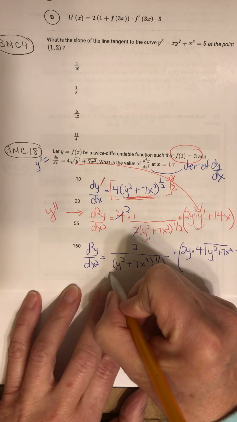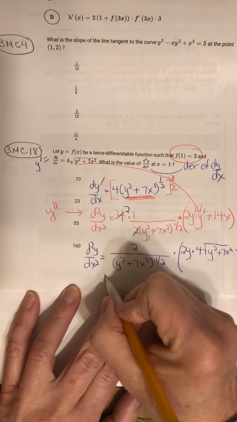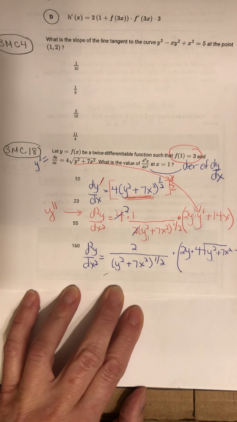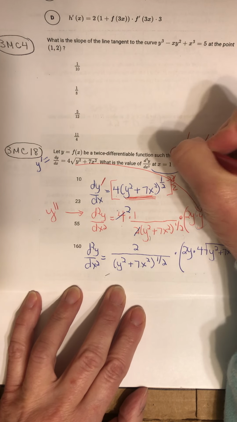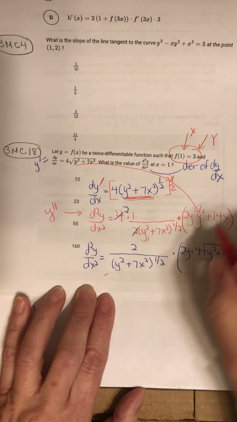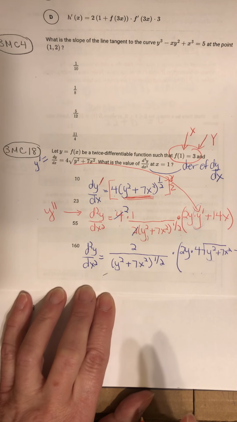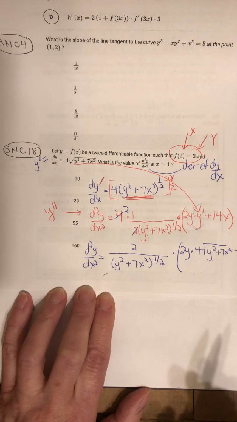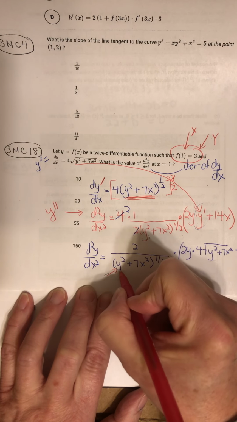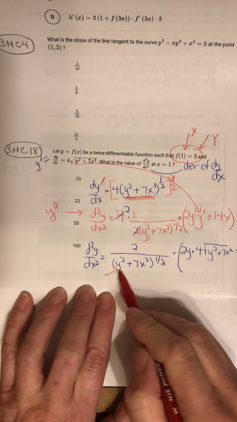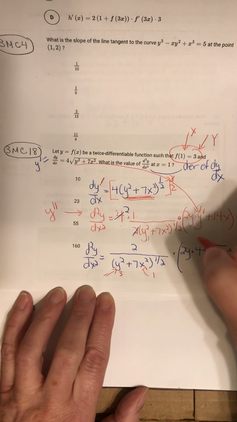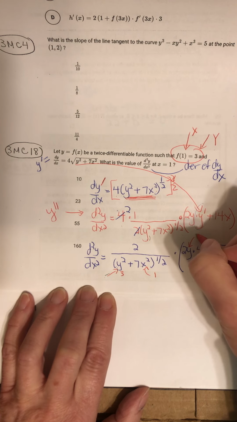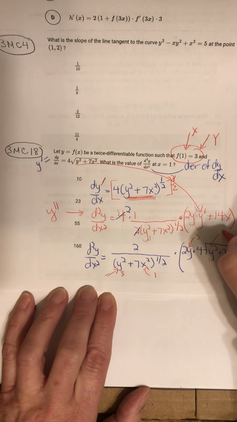So wherever I see a y, I will put in a 3. Wherever I see an x, I will put in a 1. I am going to assume from there you can do your math carefully and correctly. I'm going to put a 3 in for this y. I'm going to put a 1 in for that x. Don't forget about the square root. I'm going to put a 3 in for this y, a 3 for this y, a 1 for this x.